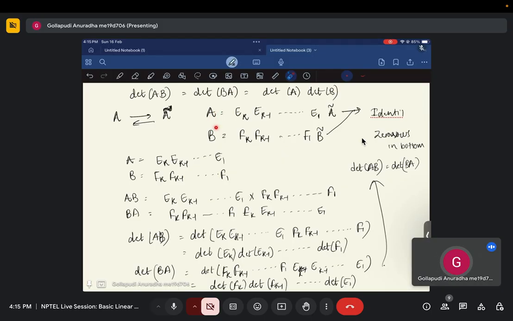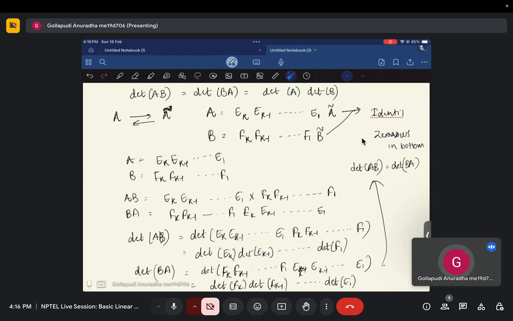a non-singular matrix, so the reduced row echelon form will be the identity matrix. So now I am writing A as a product of elementary operation matrices, and B likewise. From here I get the AB product like this, and BA as the product of first B's elementary row operation matrices and then A's. So now determinant of AB is equal to the determinant of this entire product, but these are all elementary matrices corresponding to the elementary row operations.